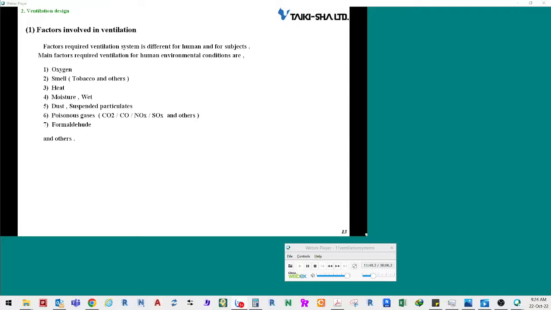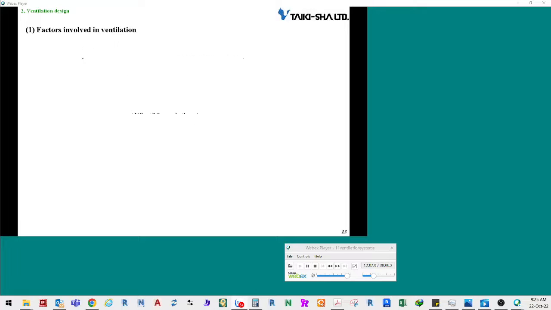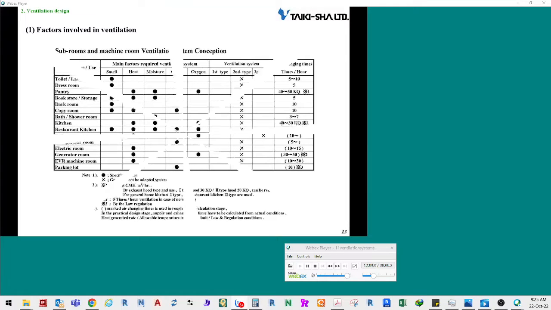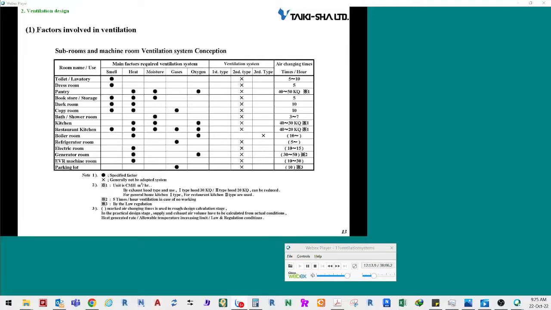3. Heat. 4. Moisture. 5. Suspended particulates. 6. Poisonous gas, including carbon dioxide, carbon monoxide, nitrogen oxide, and sulfur oxide. 7. Formaldehyde. What rooms are used and what factors are involved in individual rooms are shown in the table on the slide.